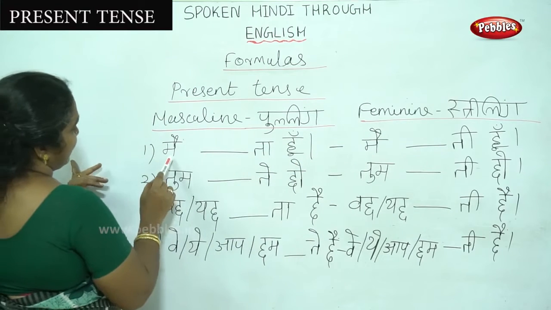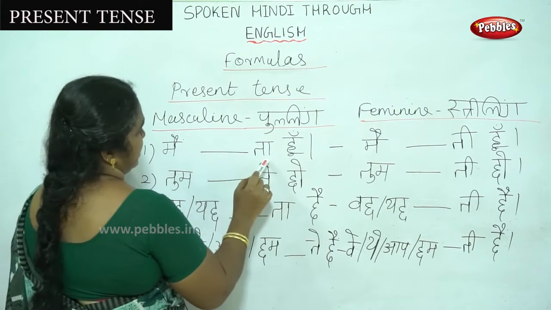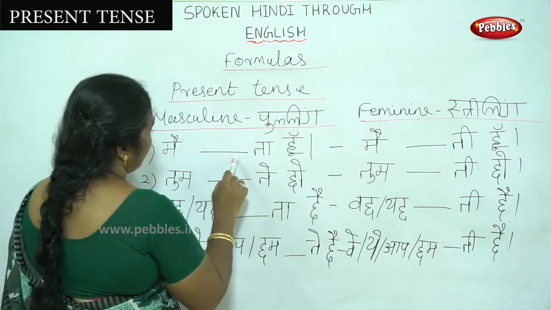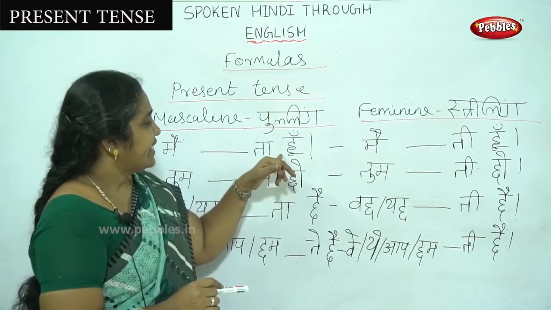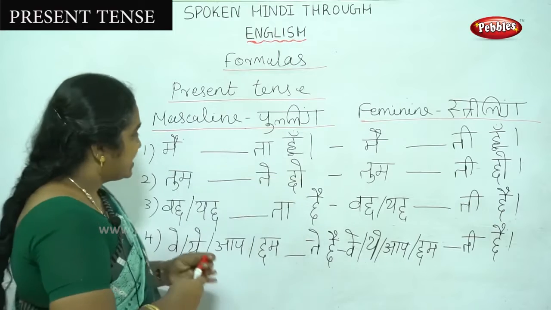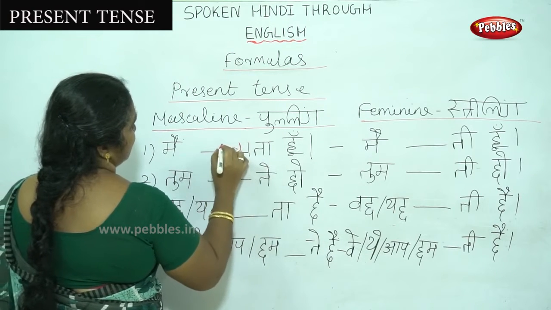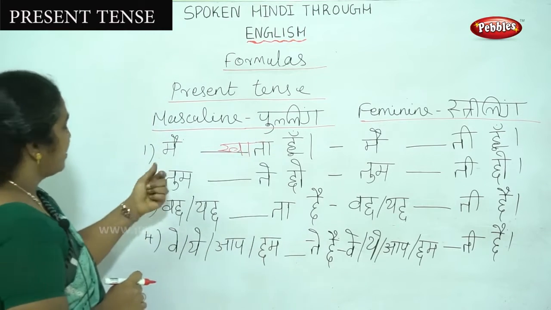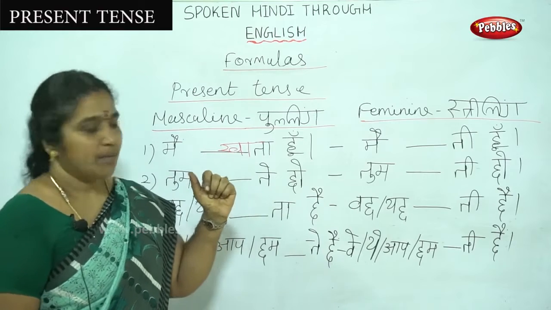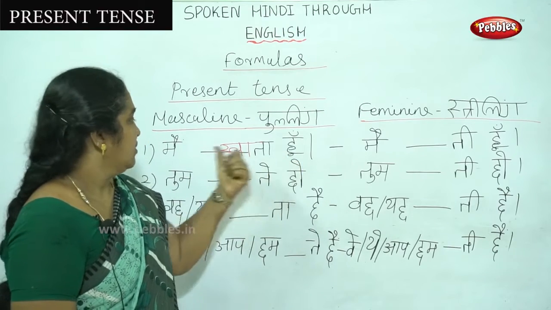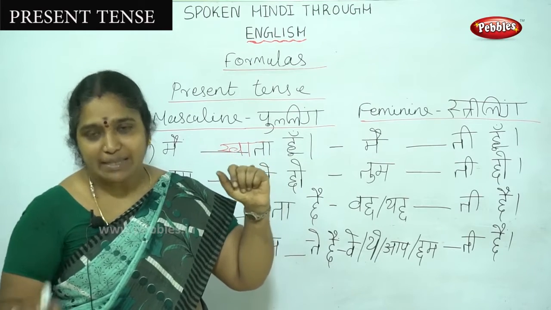Here for masculine, to the verb we have to add ta, and the ending is hoon. Simply we can write here the verb ka the verb. Here we can read as मैं खाता हूँ. मैं खाता हूँ means I am eating. I am eating at present.